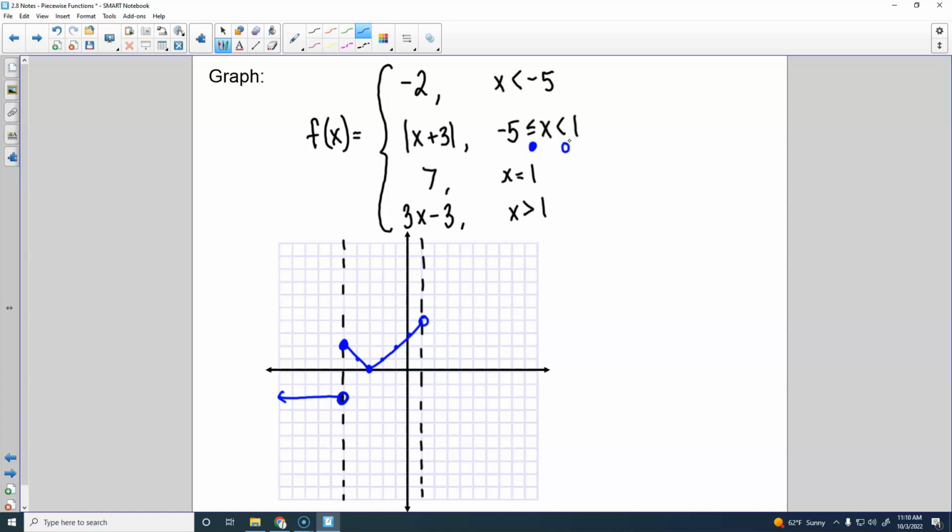All right, now this next piece is weird because I'm supposed to do 7, which is a horizontal line, but where do I use that? Just x equals 1. It's just a dot. So at 1, 7, it's just a dot. It equals, so it's a closed circle.